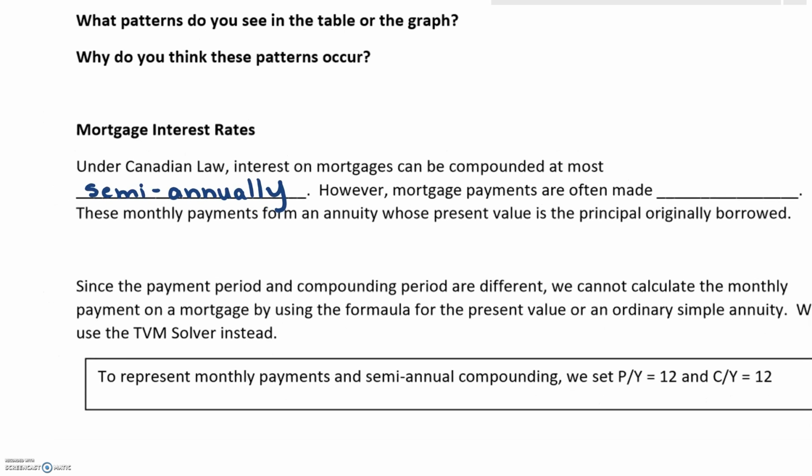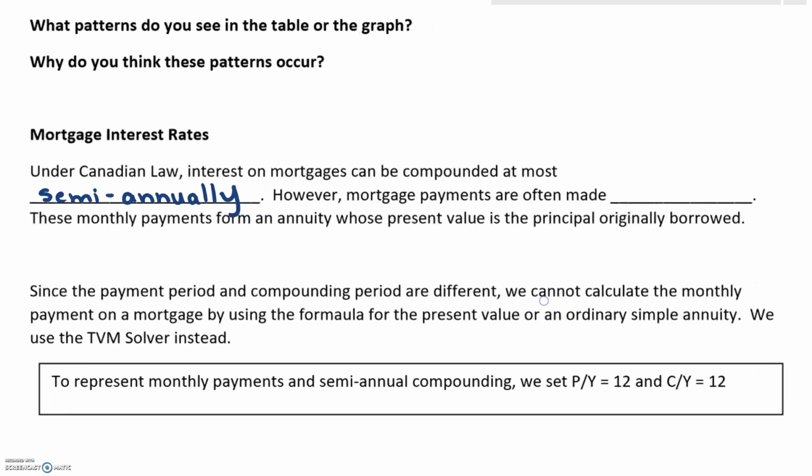However, mortgage payments are often made monthly. Now, we saw this yesterday. We were toying with the idea of different types of payments: weekly, bi-weekly, accelerated weekly, and accelerated bi-weekly. We also looked at monthly. Most people do monthly, but that's not the only option, as we saw yesterday.